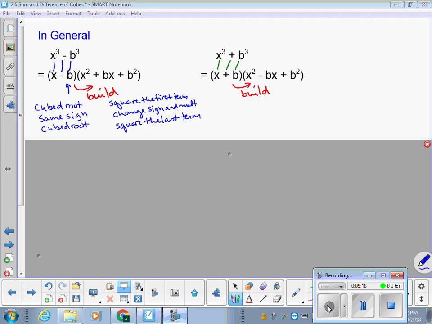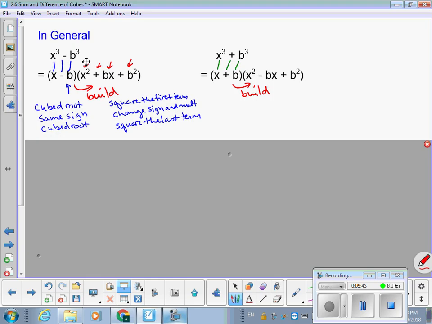Okay, here's the way I see it. Once I know that first factor, x subtract b, if I square the first term, the x, I get the x squared. Then I change the sign. It was a minus b, now it's a plus. And if I multiply them together, x times b, I'm writing it as b times x. And then I square the last term. It was a negative b squared, comes out as positive b squared.